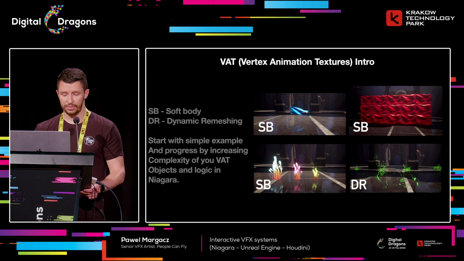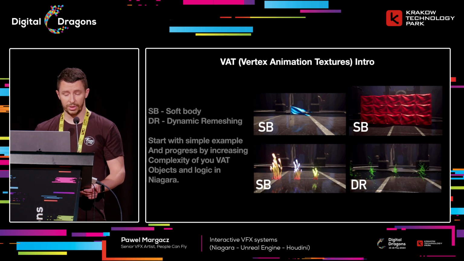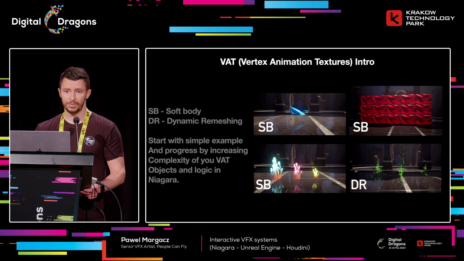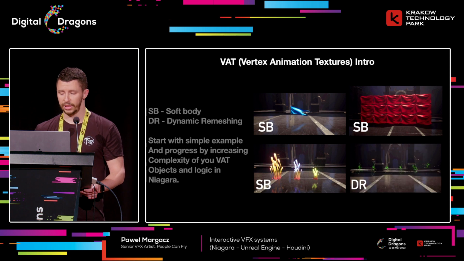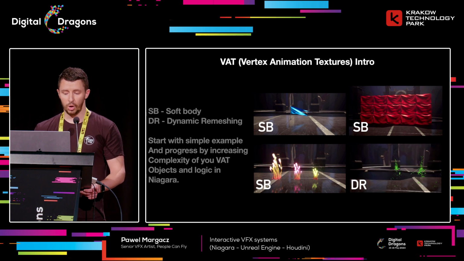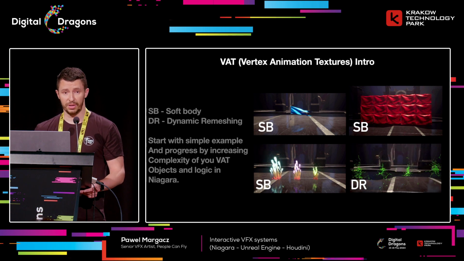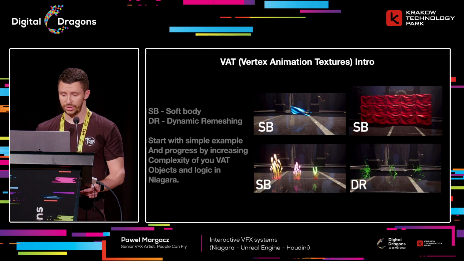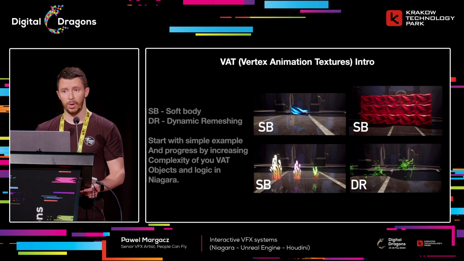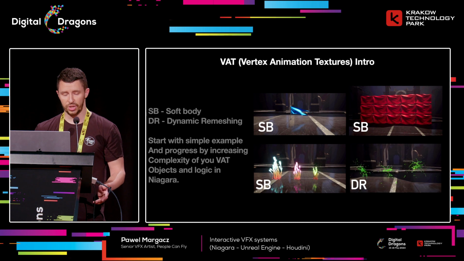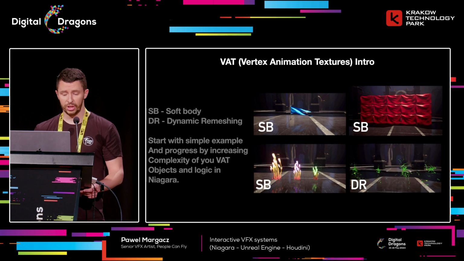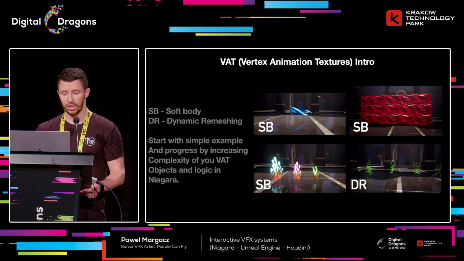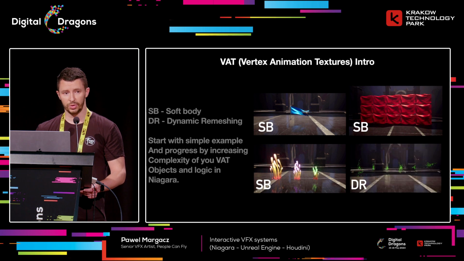If you haven't heard about vertex animation textures yet, I've got a few examples here. The ones with SB next to them use the soft body technique, which means the mesh needs to have the same number of vertices in all frames, and I personally think it's perfect for any objects that don't change their topology during the animation. The R ones, on the other hand, use the dynamic remeshing method that's mostly used with fluids and mesh morphing.